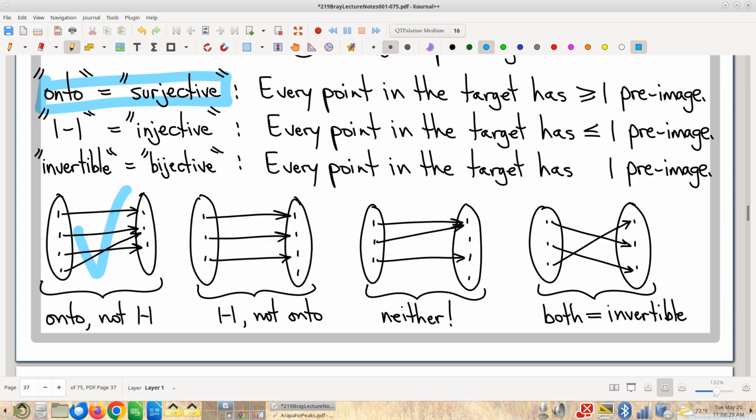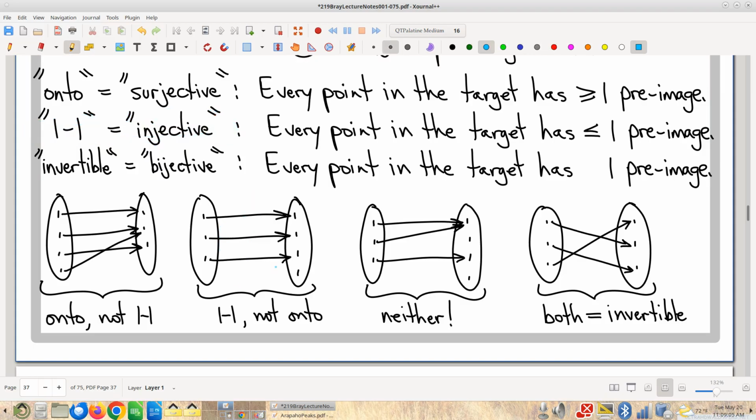You can see that's the case here. So every one of these target points has at least one pre-image, and in fact, this one has two pre-images. On the flip side, injective means that every point in the target has at most one pre-image. Such as, for example, this one, right? Every point in the target might have one, might have zero, but never more than one pre-image.